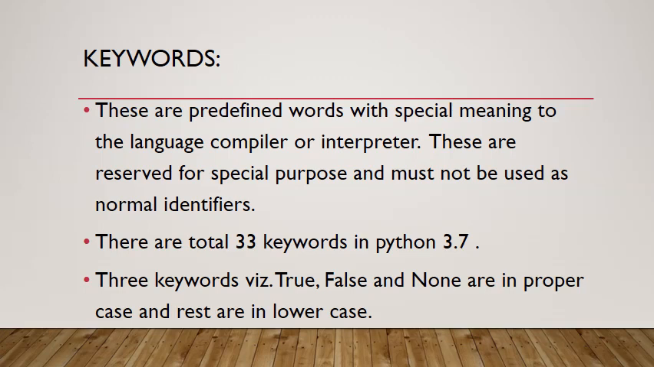Like if there is a keyword for in lowercase which is defined for looping statement, then we can write only a looping statement by using this word, and we cannot do any other work with it in Python. There are a total of 33 keywords in Python 3.7, but it can vary in different versions. 3 keywords, namely True, False and None, are in proper case and the rest are in lowercase.